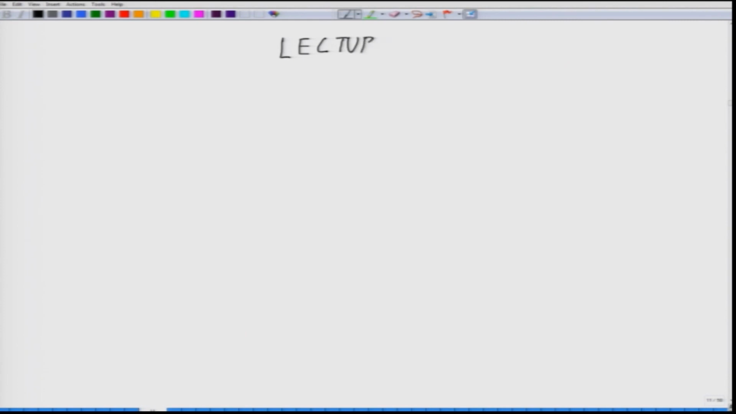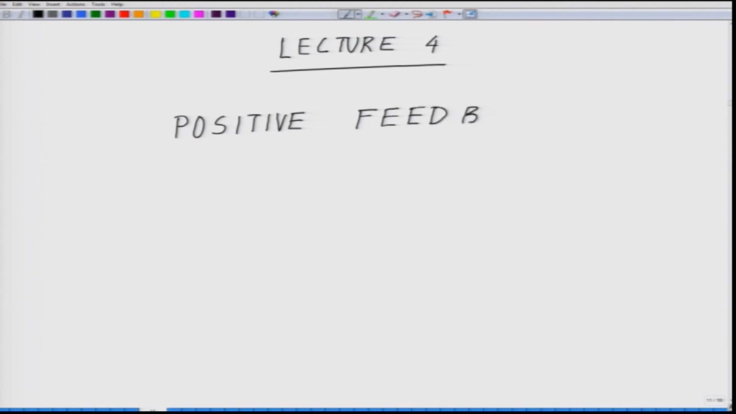So this is lecture 4. Here we will be talking about the positive feedback loop. And this positive feedback loop, what we'll be dealing with today, will be mostly related to the situation of blood clotting.